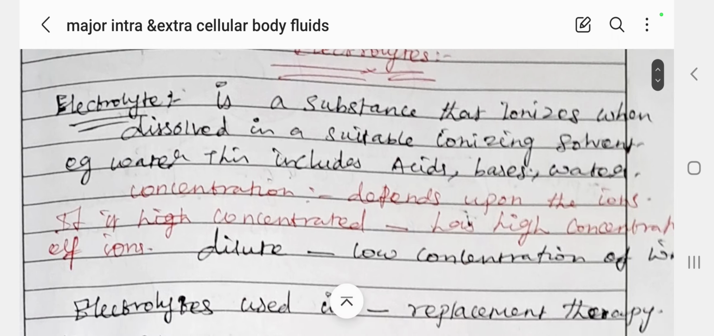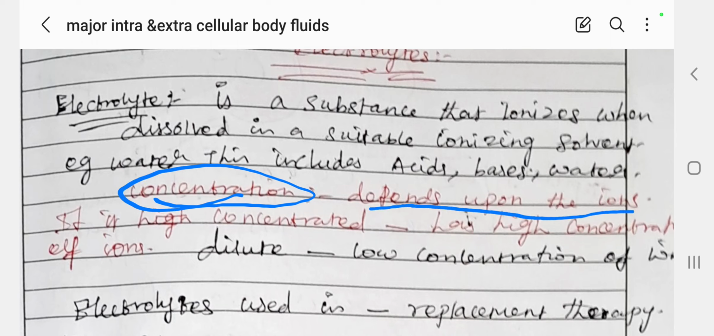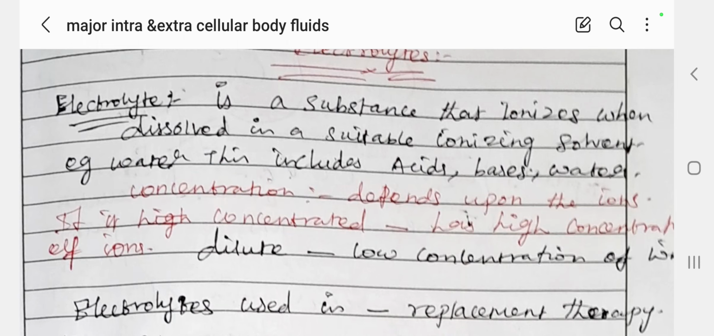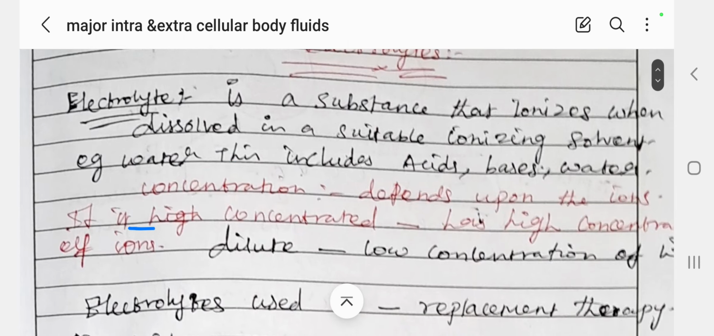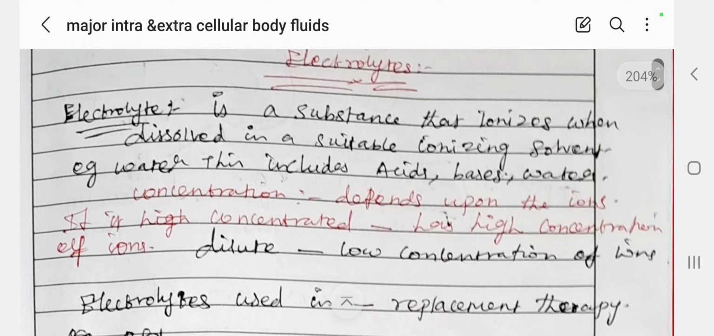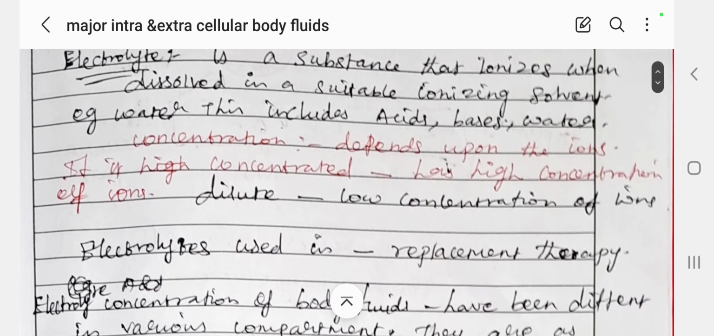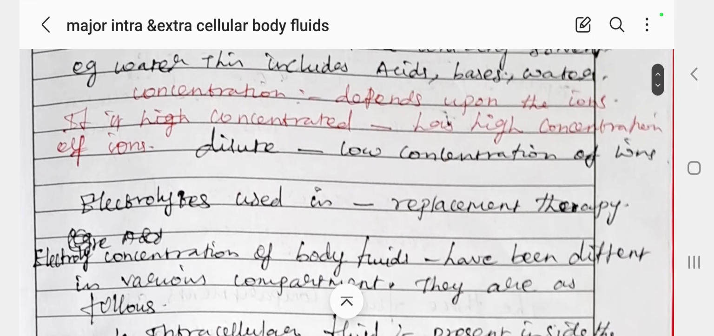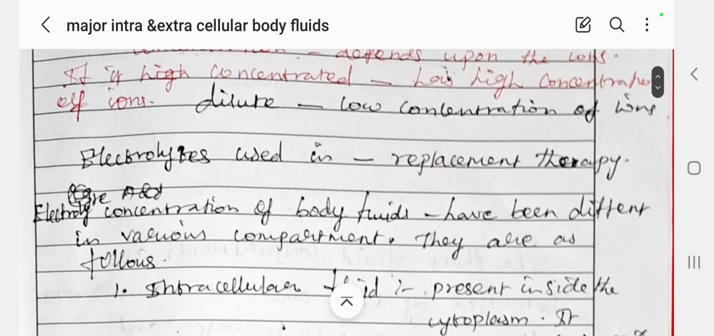The concentration of this electrolyte mainly depends upon the ions. For example, if it is highly concentrated, it has a high concentration of ions present. In the case of dilute, it means a low concentration of ions present. Okay, so electrolytes are sometimes used for replacement therapy. The electrolyte concentrations of body fluids are different in various compartments.